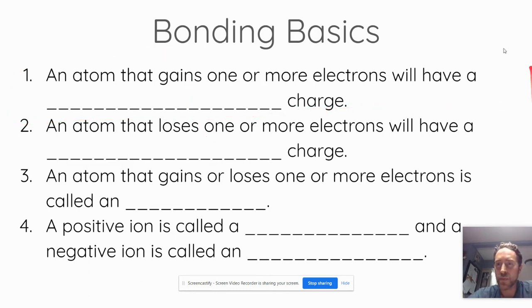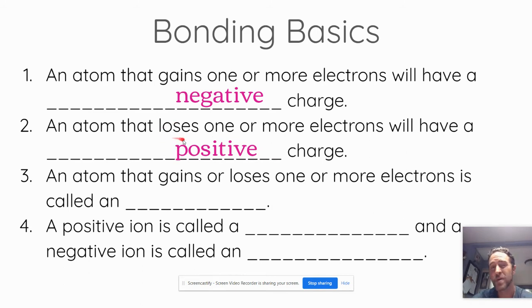Okay, if you need to pause this at any point to write this down, you can do so, but I want you to write this down in your notebook, that an atom that gains one or more electrons will end up having a negative charge. The reason is because electrons are negatively charged. So if you gain something that's negatively charged, you're going to end up having an overall negative charge. The flip side of that is if you lose negatively charged electrons, you're going to end up with a positive charge.